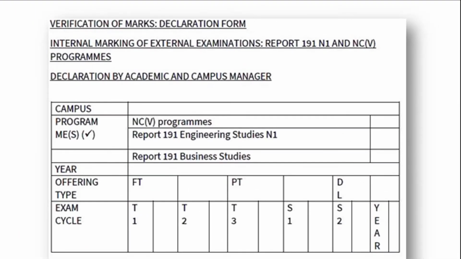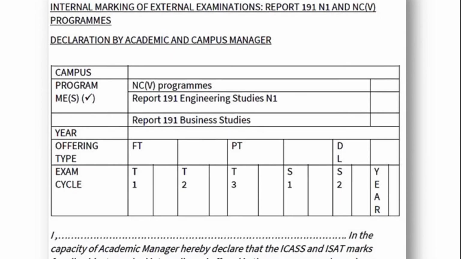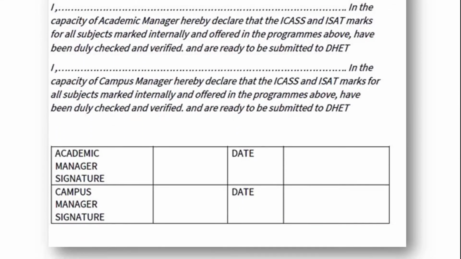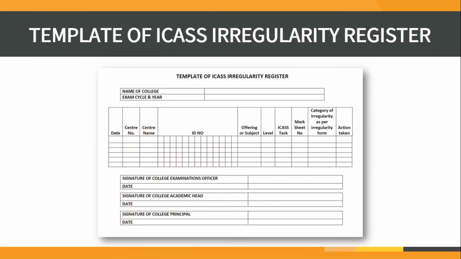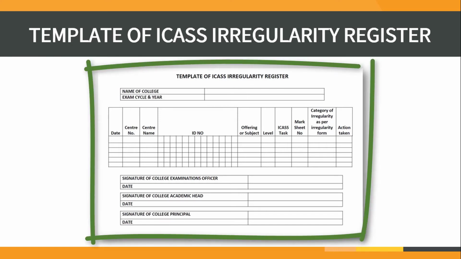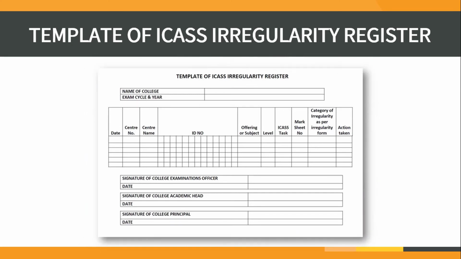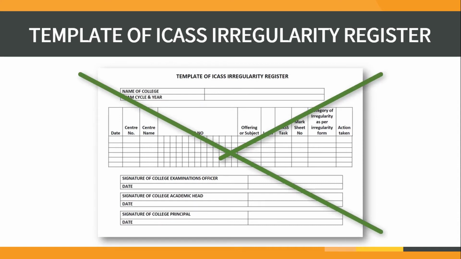Again, there is space for study details, as well as declarations and signatures. Should there still be incorrect marks, errors, the examiner officer, academic, and campus manager will have to complete this template to report back to the DHET regarding why errors were made. The relevant details are filled in, after which the form is signed. We would really like you to avoid this.